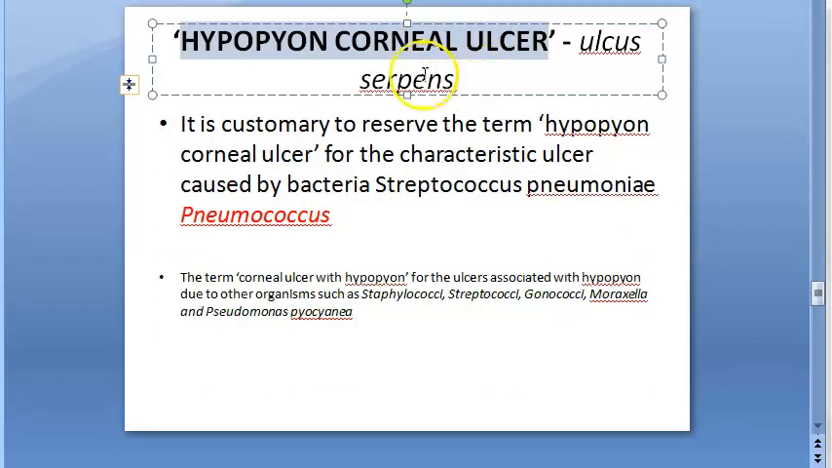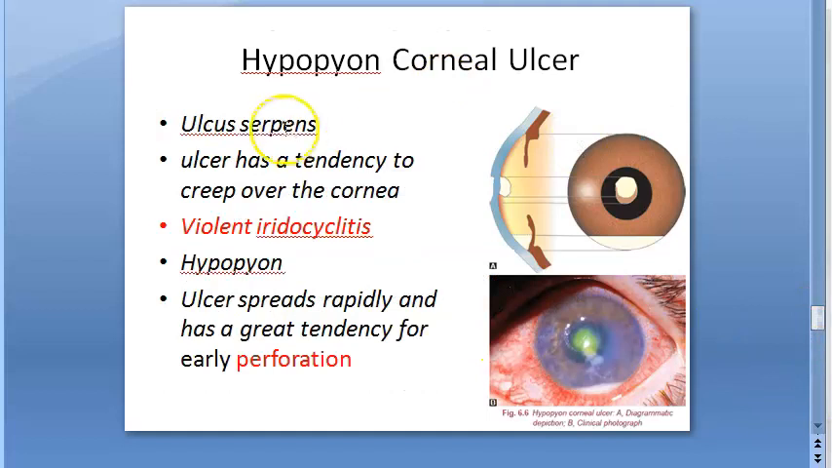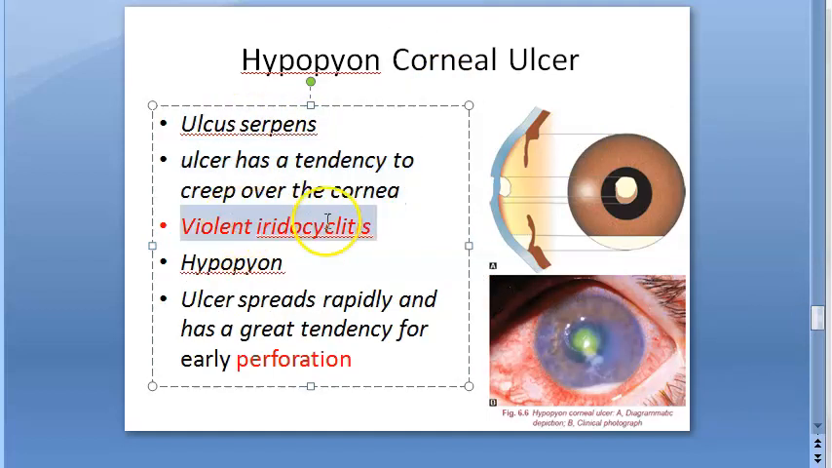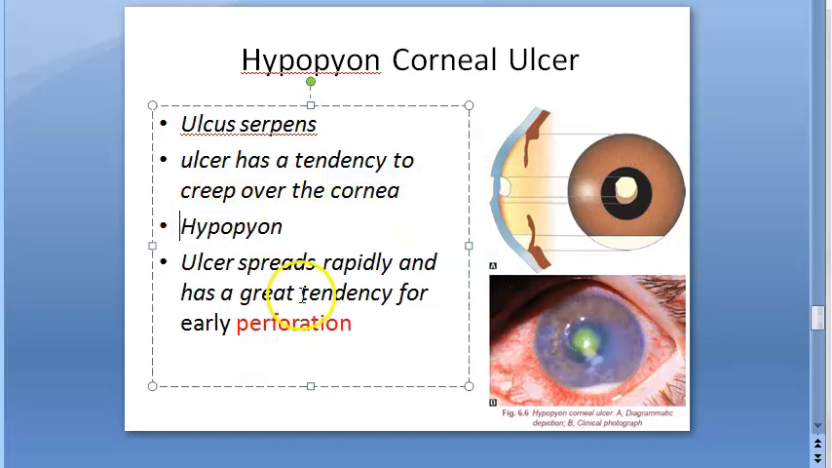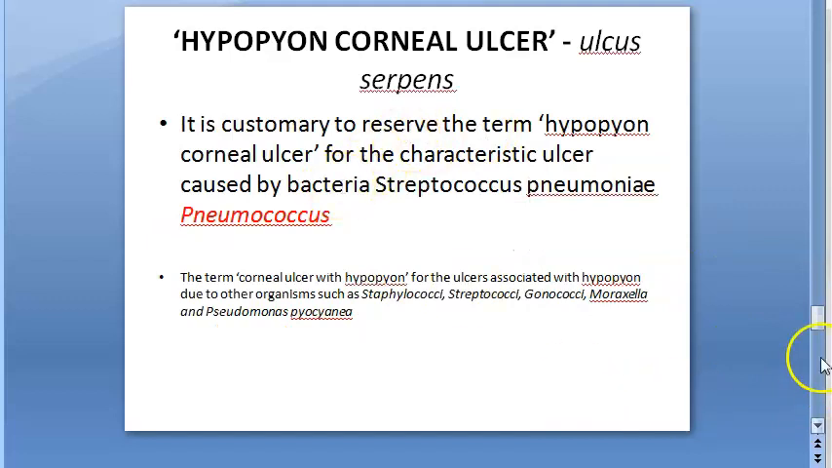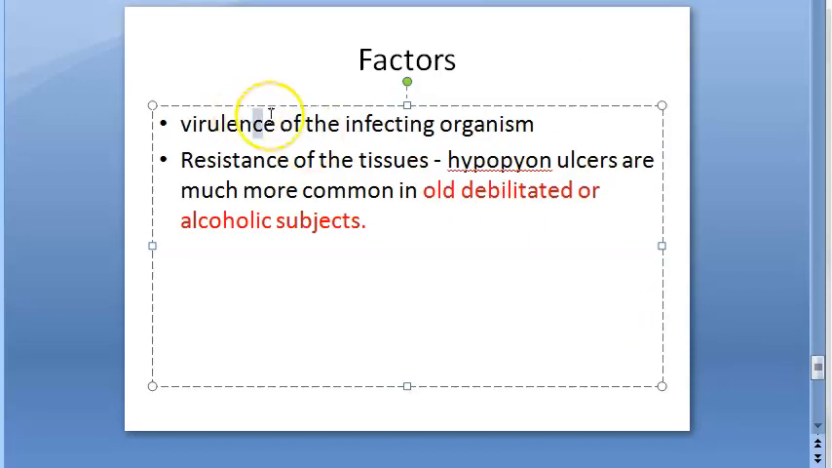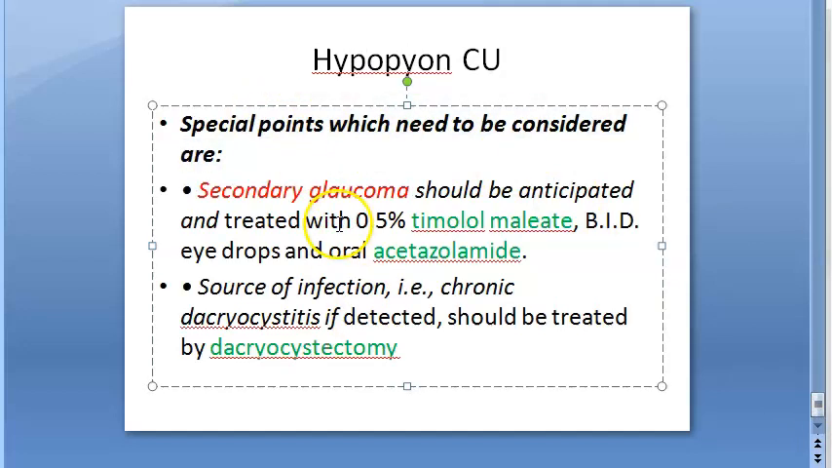Quick recap: Hypopyon corneal ulcer or ulcus serpens is because of pneumococcus, that is Streptococcus pneumoniae. It has a tendency to creep over the cornea. It can cause hypopyon, which is sterile, and the ulcer rapidly spreads and it can lead to perforation and violent iridocyclitis. The source of infection is chronic dacryocystitis. Factors are the virulence of the organism and the resistance of the tissues, so you will see it more in old, debilitated or alcoholic subjects. When you are treating, the extra points to consider are secondary glaucoma, and you remove the source of infection, so you do a dacryocystectomy. That's all for now. Bye bye.